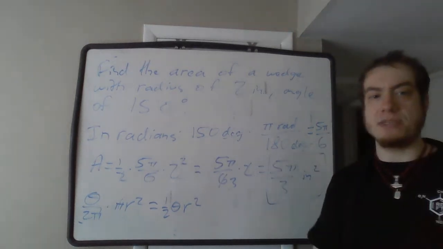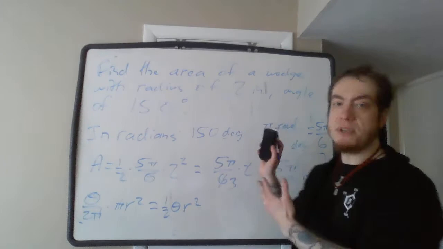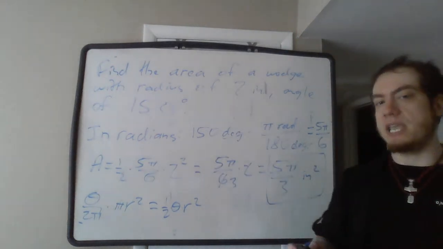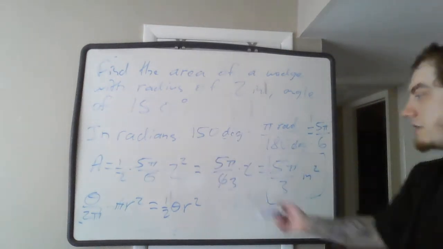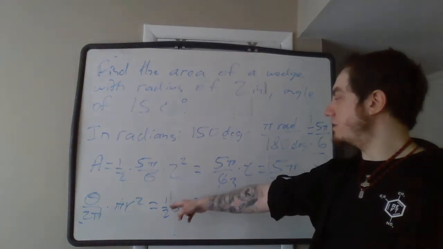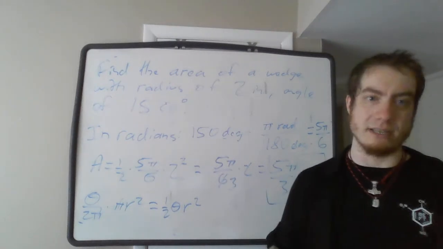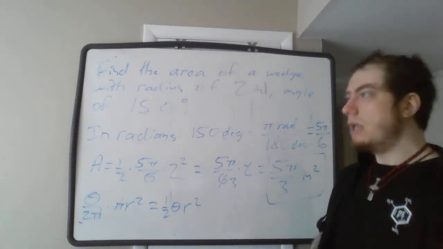And there we have the area of this wedge. So when it's given to you in degrees, you just have to convert it into radians first, and then use the standard formula for radians. You could also just plug in the degree conversion and you'd get a different formula for the area in terms of degrees, okay? You could do that in general.